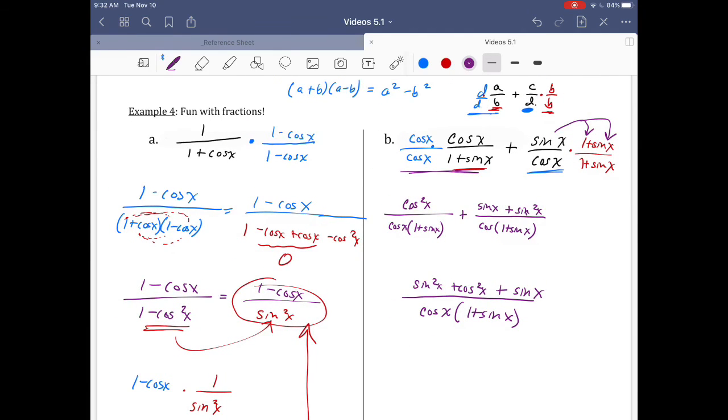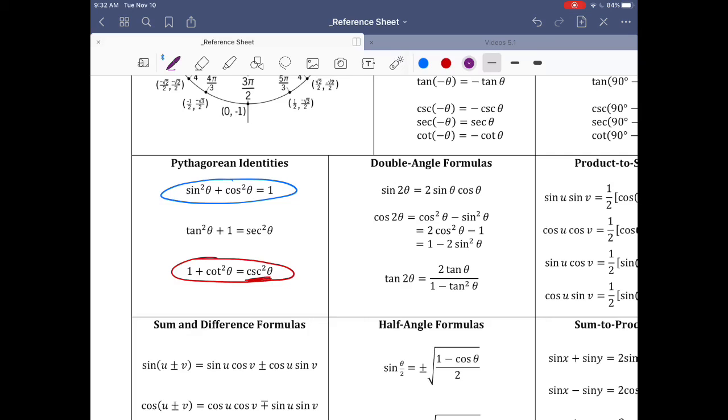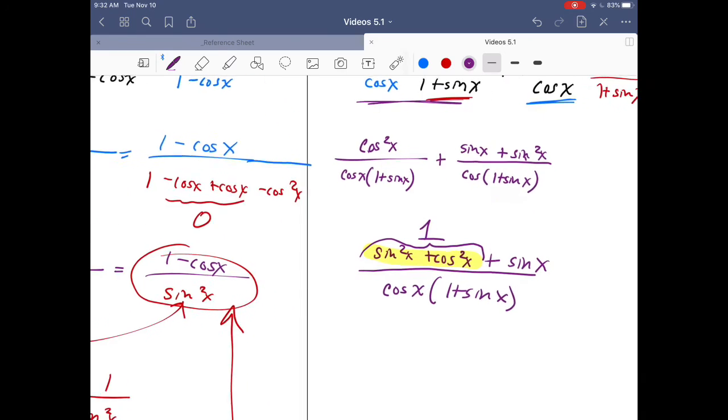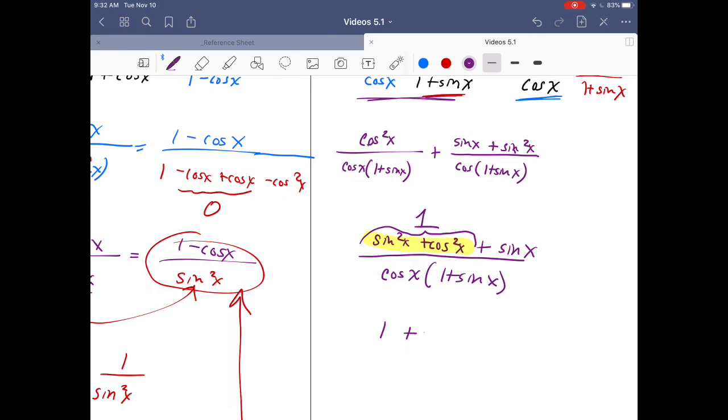All right, so now what? Well, now we go back to our trusty reference sheet, and by now I hope we all know that sine squared plus cosine squared is equal to 1. So we can take out sine squared plus cosine squared, replace it with 1. So in this numerator, we have 1 plus sine x over cosine x times 1 plus sine x.